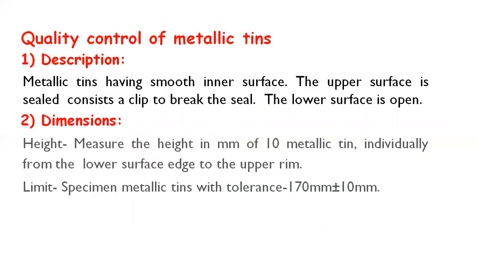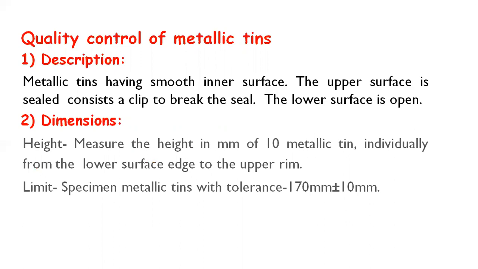Quality control of metallic tins. Description: metallic tins having smooth inner surface. The upper surface is sealed, consists of a clip to break the seal. The lower surface is open. Height: measure the height in millimeter of 10 metallic tins individually from the lower surface edge to the upper rim.